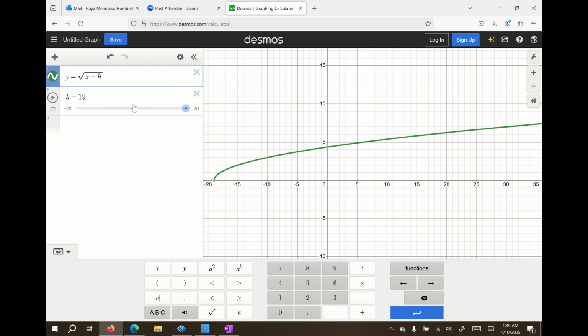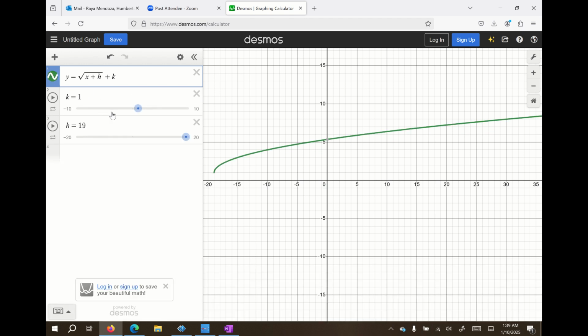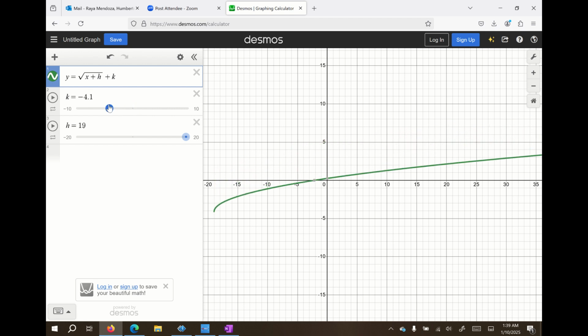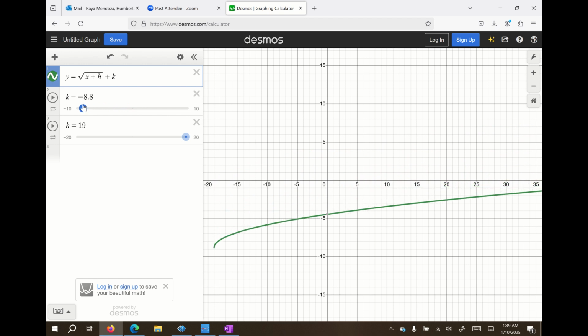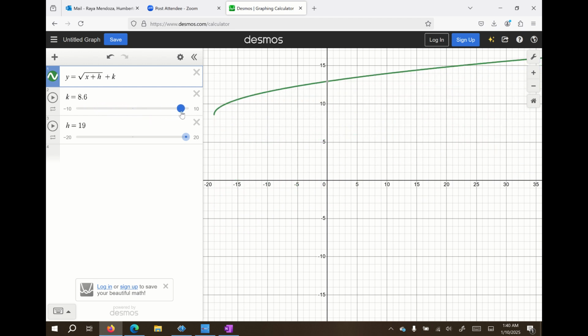So in this case, we have H. Let's add a K. I'll press on this button to add a K tab. And this K is being added to the square root of H plus K. What do you suppose would happen if I change the values of this K? If I lower the values of K, it takes my graph and shifts it downward. If I increase the values of K, it takes my graph and shifts it upward.